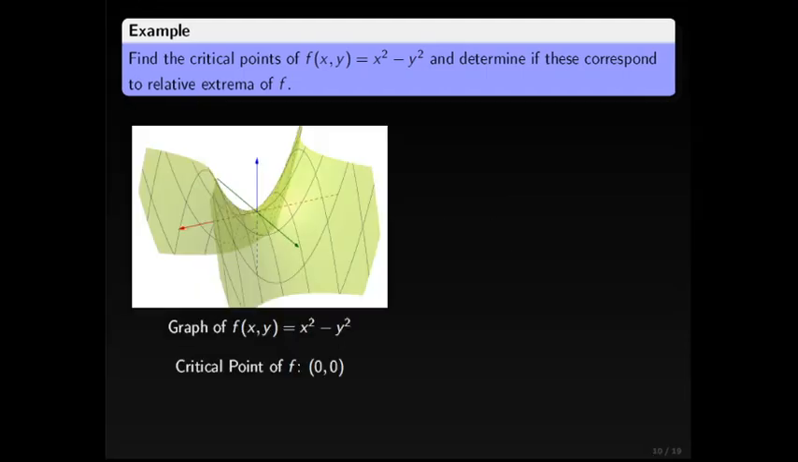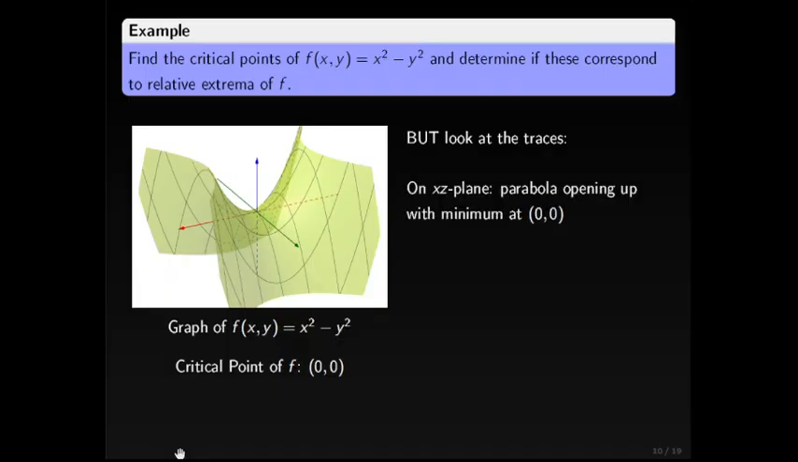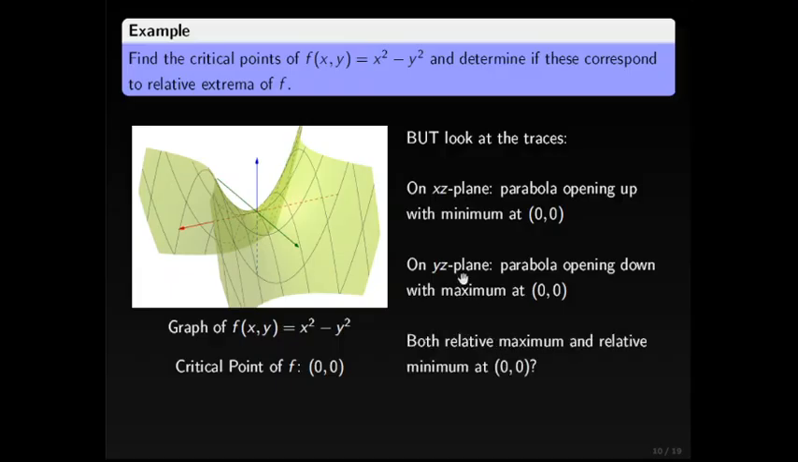Now, to find out whether the sole critical point of f at the origin gives rise to a relative extremum, we consider the graph of f. We look at the traces. So in the xz plane, the trace is a parabola opening up with minimum at (0, 0). And on the yz plane, the trace is a parabola opening down with maximum at (0, 0). So there is some kind of a contradiction.